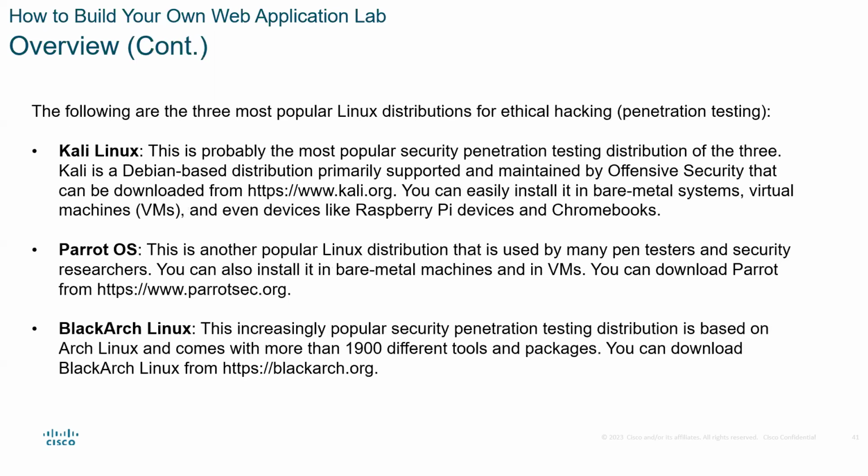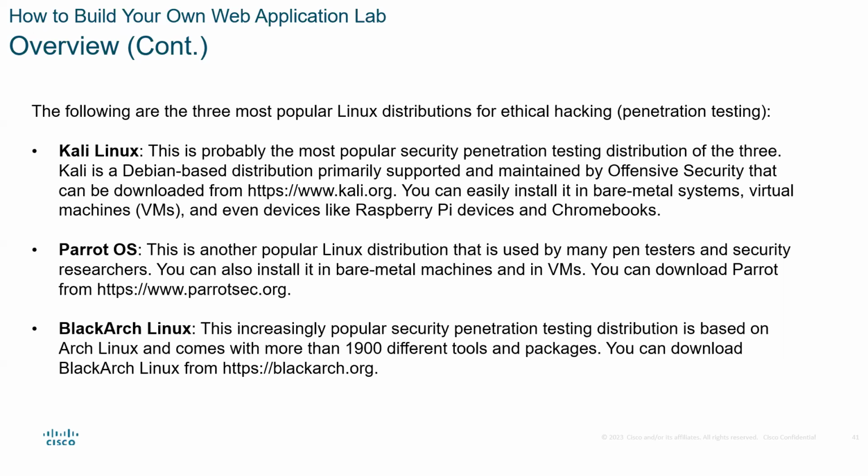So the following are the three most popular Linux distributions for ethical hacking. There's Kali Linux, a Debian-based distribution primarily supported and maintained by Offensive Security, and it can be downloaded from www.kali.org. You can easily install it on your device, which is the bare metal system, or you can go ahead and get the OVA.